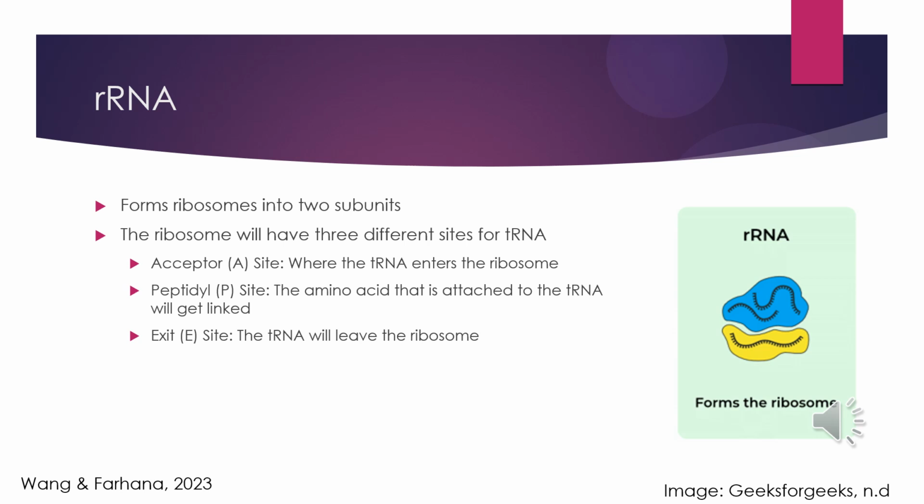So we have our A site, or our acceptor site. This is where the tRNA will enter into the ribosome. Then we'll have our peptidyl site, or our P site, which is where the amino acid is attached to the tRNA and will get linked to the polypeptide chain of our amino acids. And we have our exit, or our E site, which is where the tRNA will actually leave the ribosome.